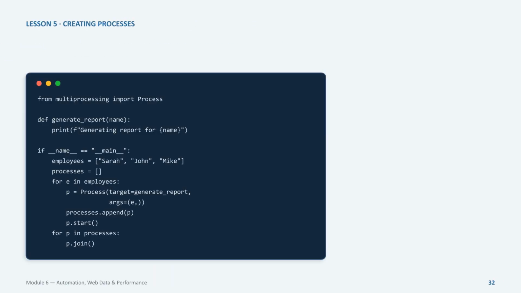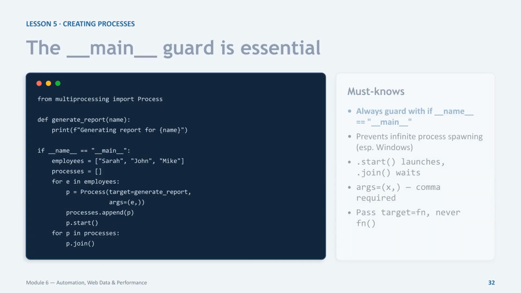Creating processes is similar to threads. Define a target, pass arguments, start, and join. Crucially, always guard your main code with an if __name__ == "__main__" block. This prevents infinite process creation, especially on Windows, and ensures your process logic only executes when intended.